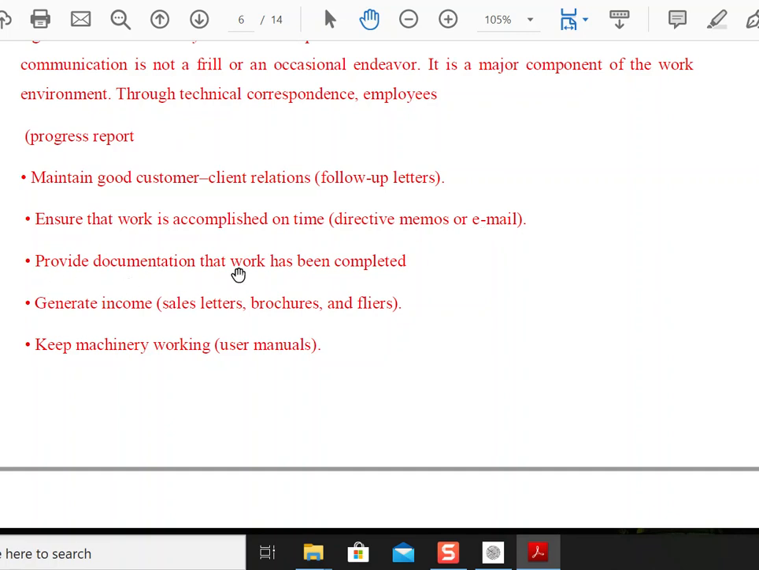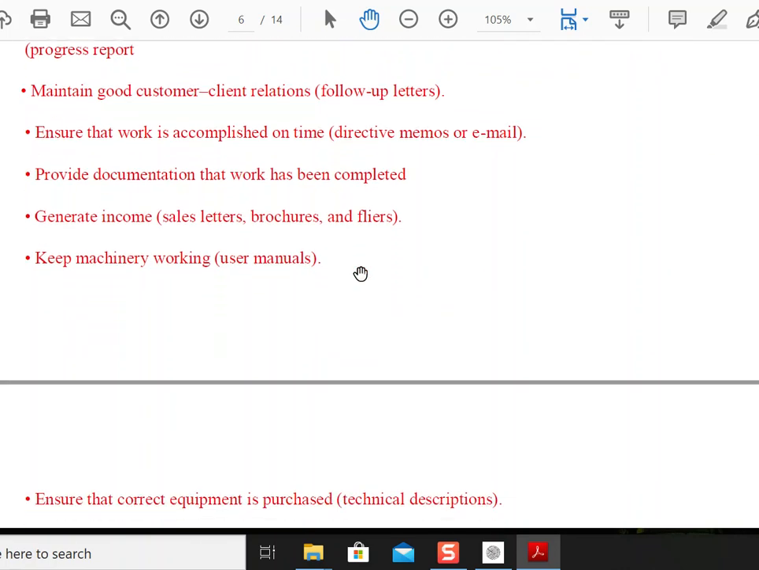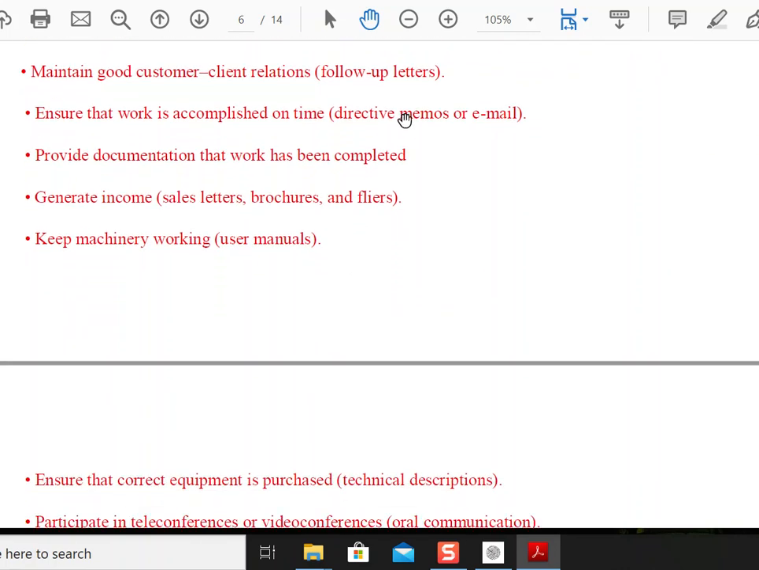Provide documentation that work has been completed. These are the project reports, and from time to time the progress reports are used. Generate income: these include sales letters, brochures, and flyers. These things, sales letters, brochures, and flyers, you see frequently in the banking sector.